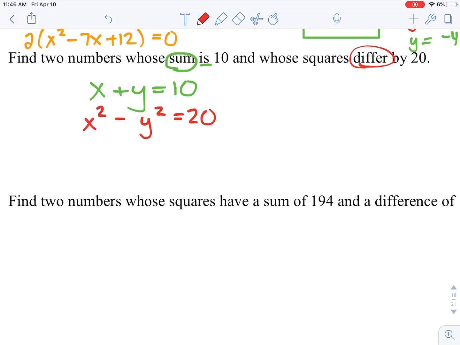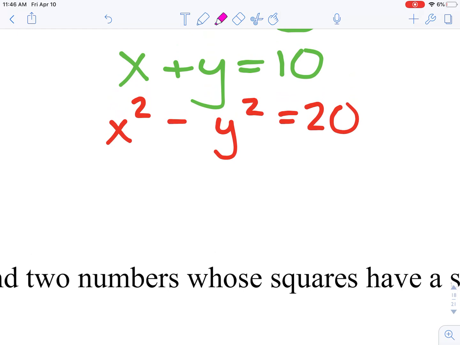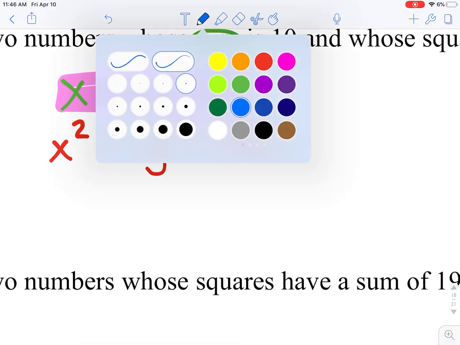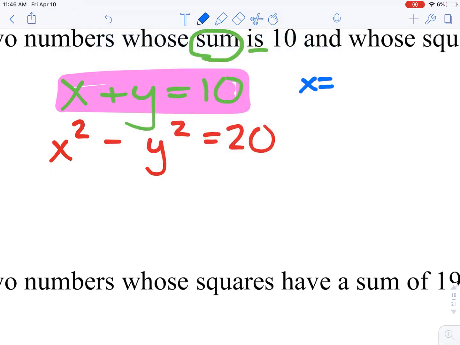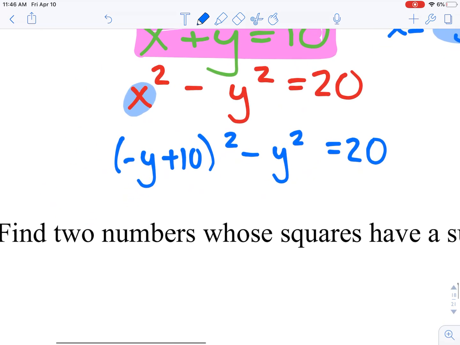Now, I recognize that some people are going to be able to come up with the numbers in their head, but I'm going to request that you guys actually show the two equations and then the algebra work for it. For this problem, the easiest way is going to be to take one of your letters and solve for it. In this problem, I'm going to choose to solve for my x. So I'll have x equals subtract the y over. And then I'm going to take this and replace it in my other equation. So negative y plus 10 squared minus y squared equals 20.